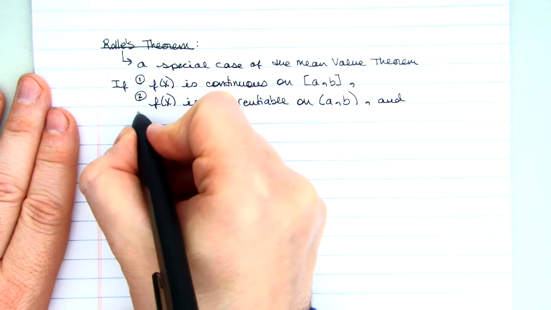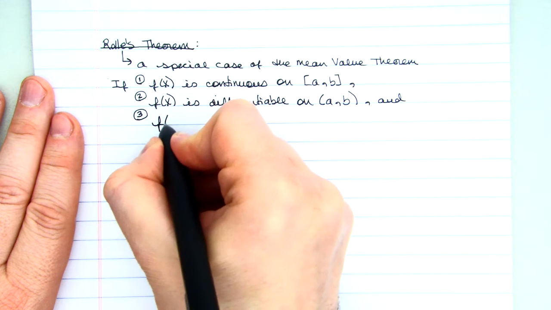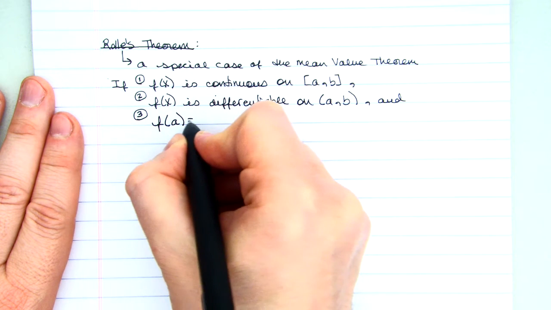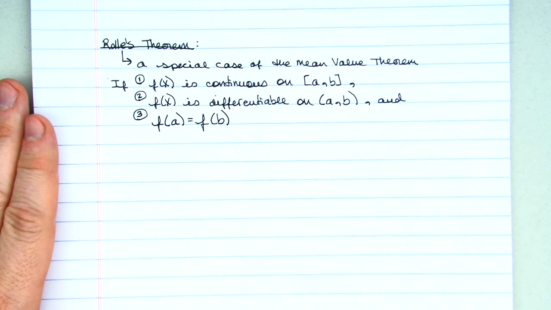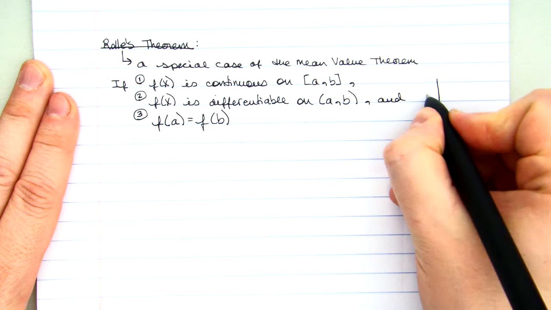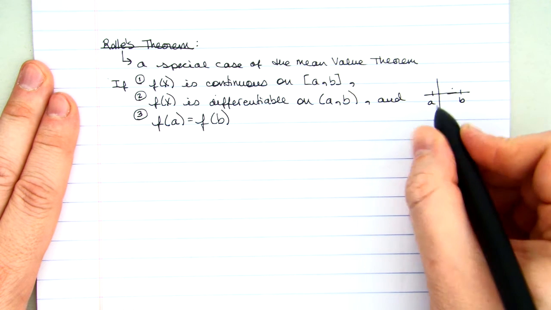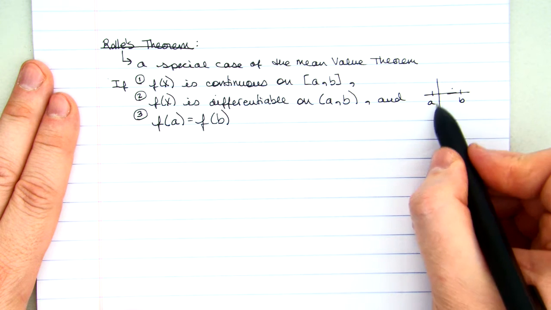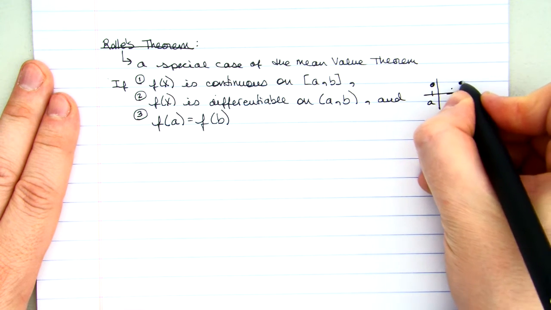But there's going to be a third requirement this time. If in addition to those two, f of a equals f of b. I have some function that's continuous and differentiable on a closed interval from a to b, and f of a equals f of b.